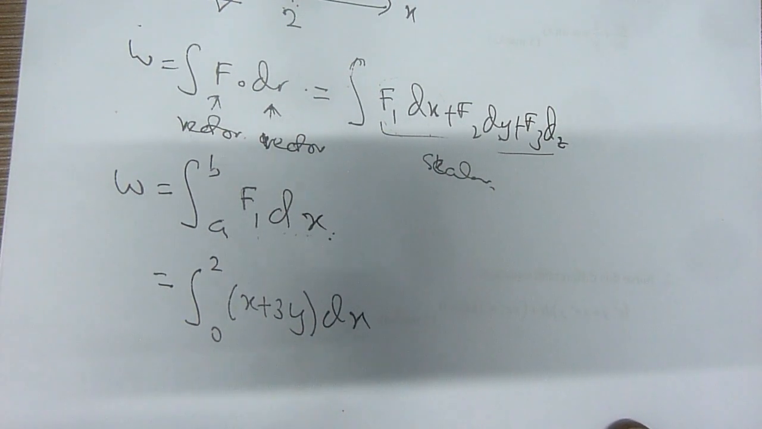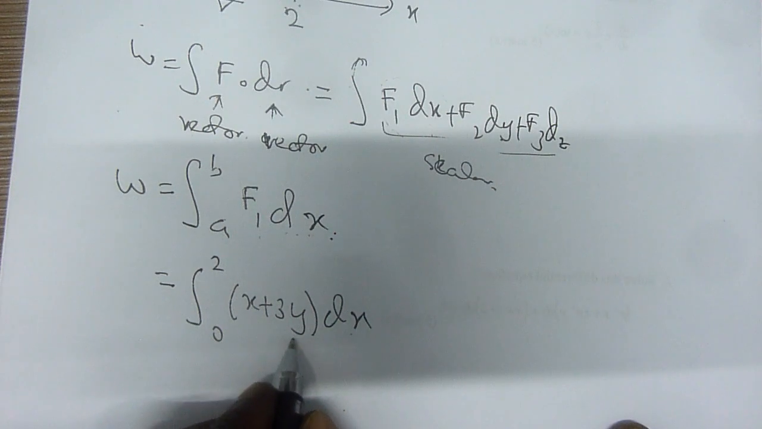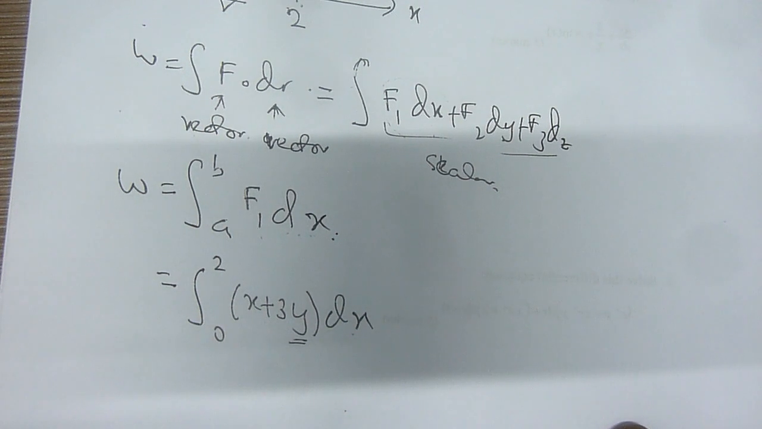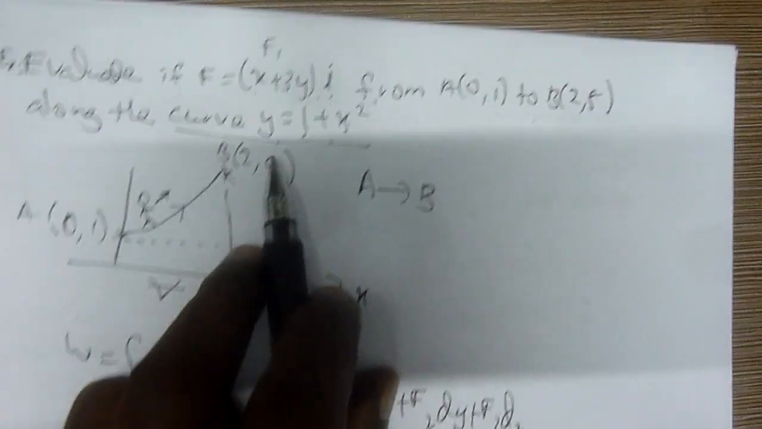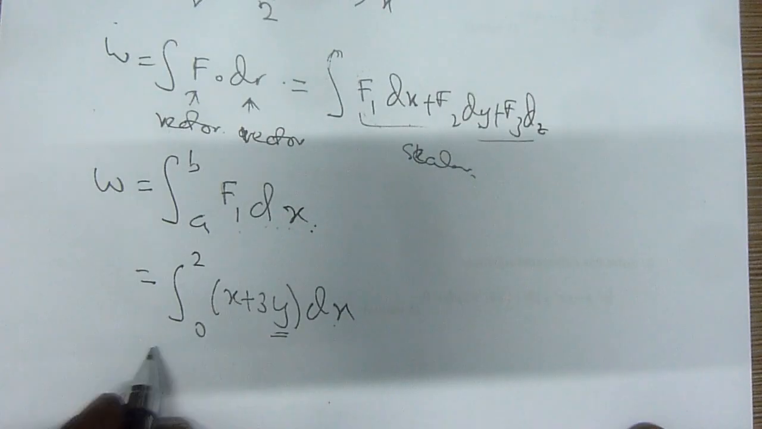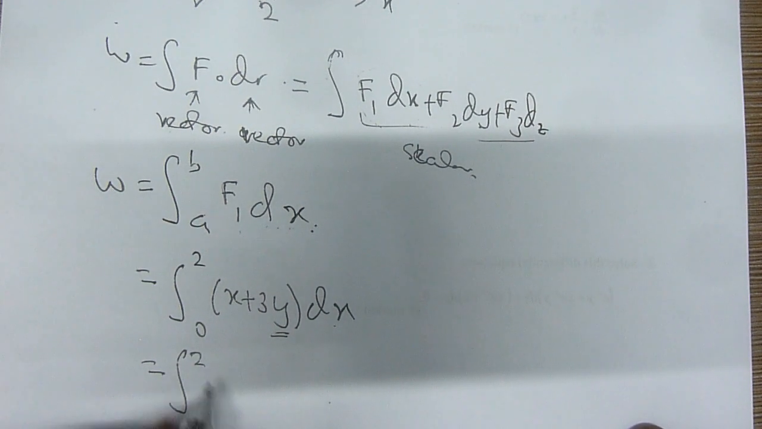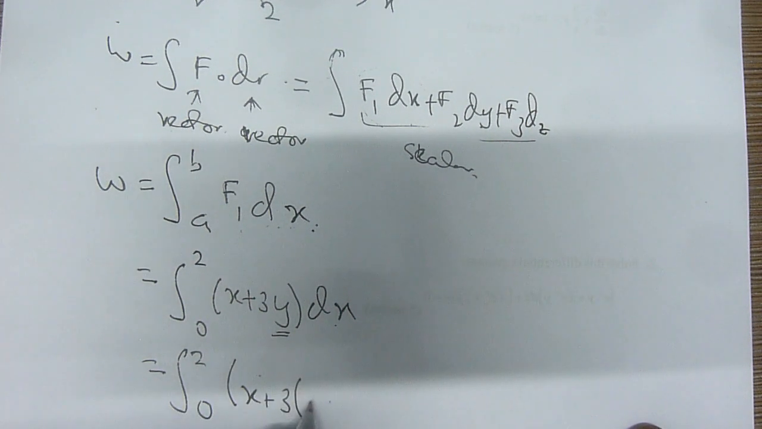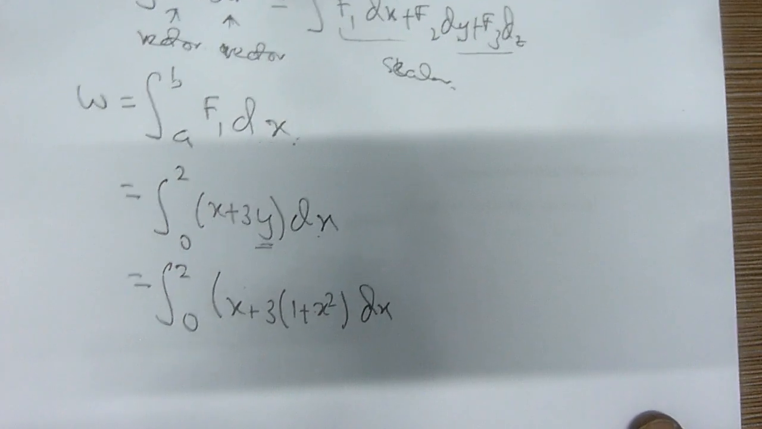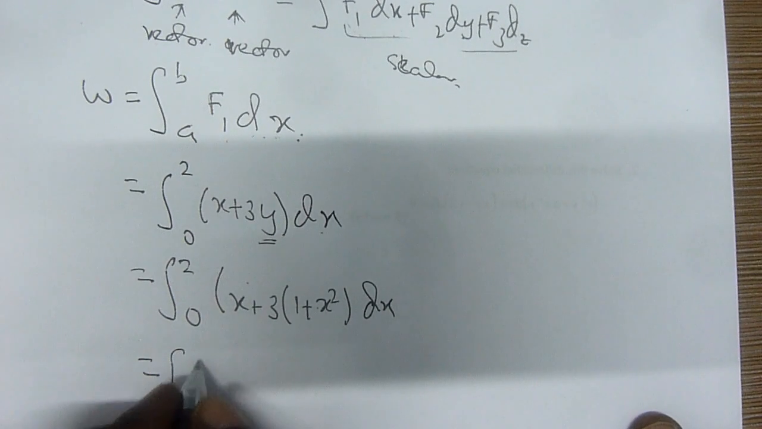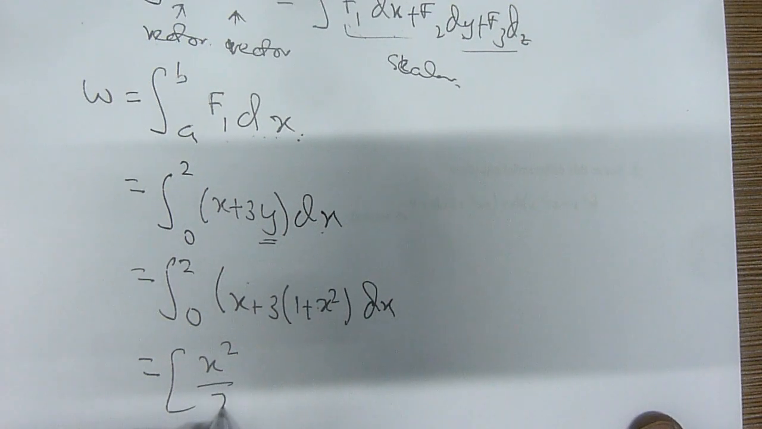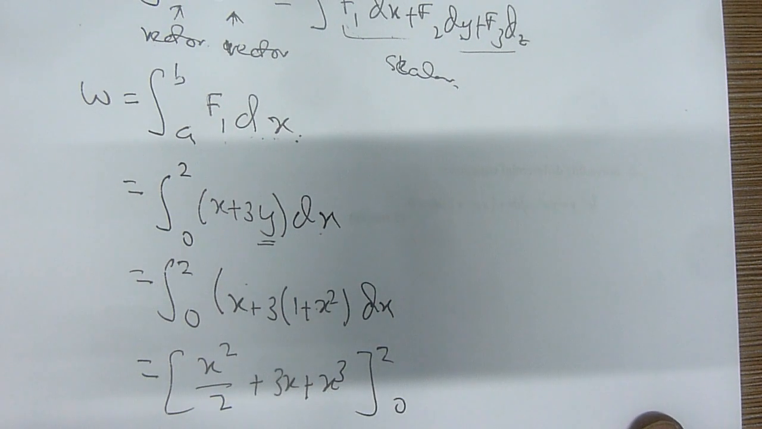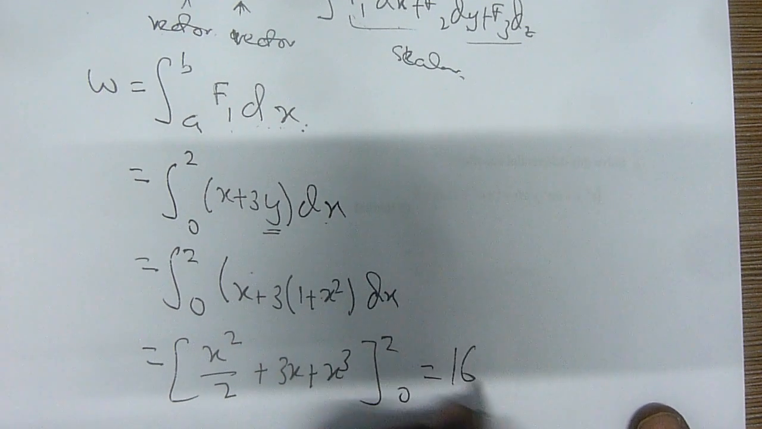There is a problem here, because I'm referring to dx, but y is here. Okay, y is disturbing me. But we know y is 1 plus x2, right? Therefore, I can substitute: x plus 3, y is 1 plus x2, dx. Then I integrate this, I will get x2 over 2, 3x, x3, and 2 over to 0. Whereby I'll get this answer is 16.